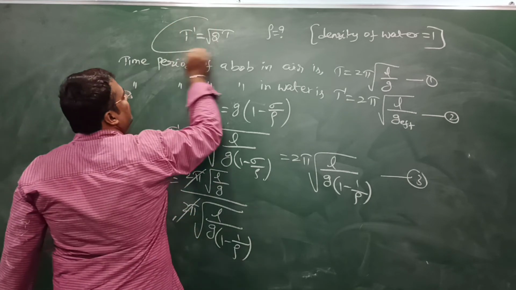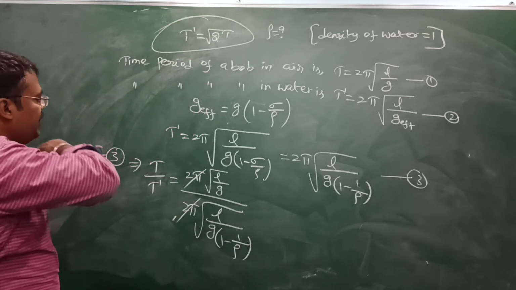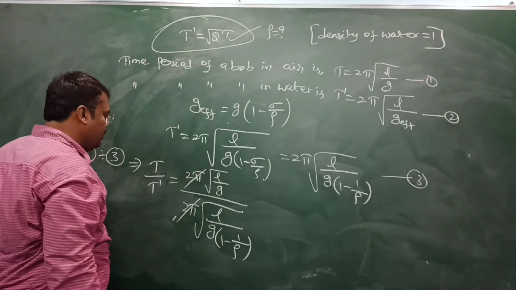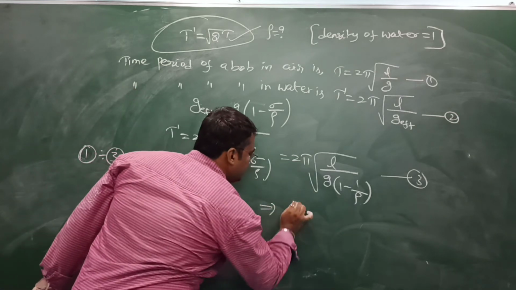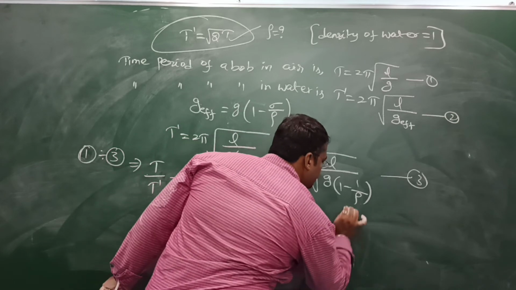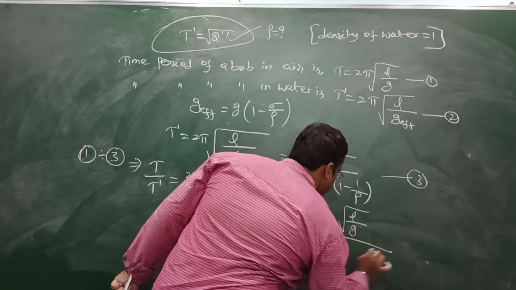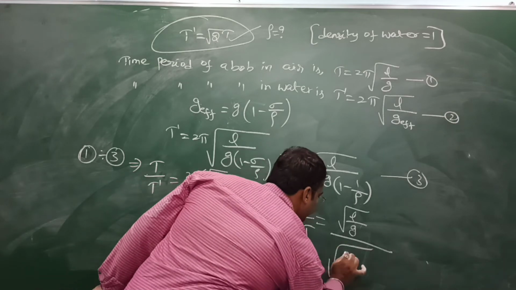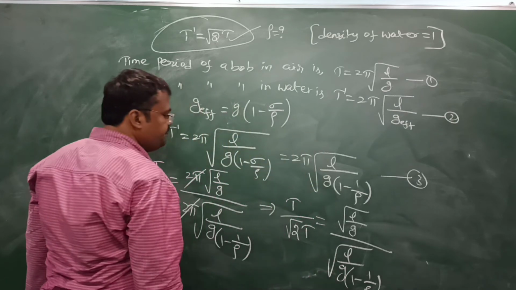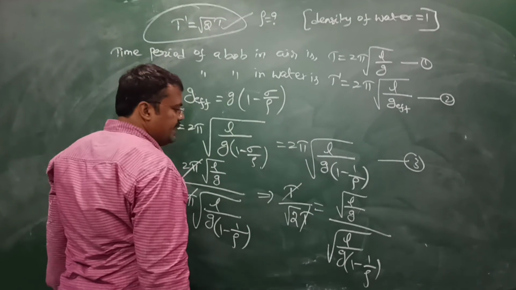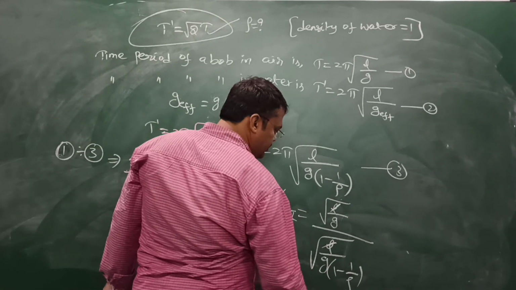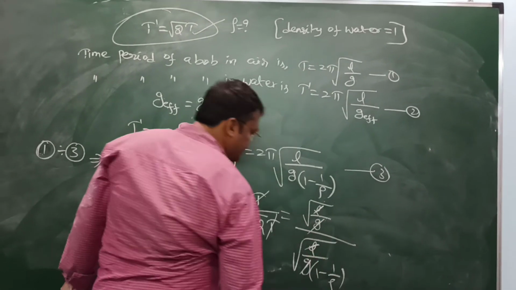What about the T dash? The time period of a simple pendulum in the water is equal to square root 2 into T. Let us try to substitute in this case. T divided by root 2 into T, that is equal to square root of L divided by G divided by square root of L divided by G into 1 minus 1 divided by rho. Now T will get cancelled. So L, square root, G will get cancelled.